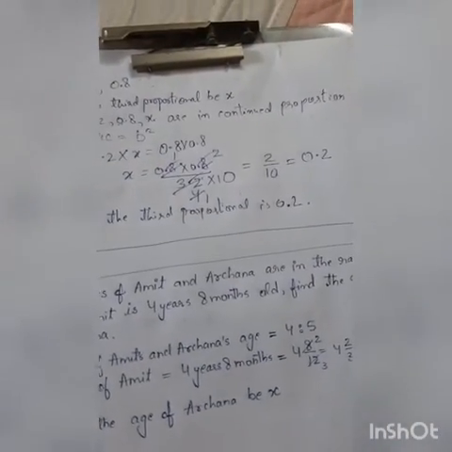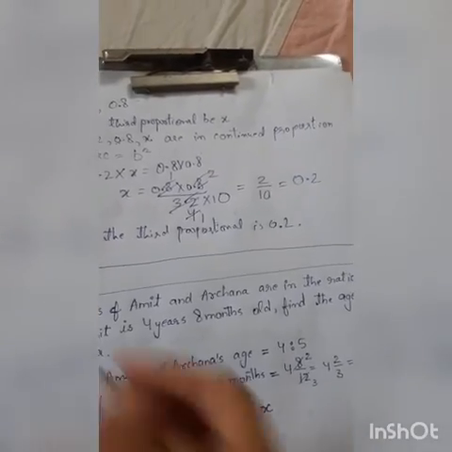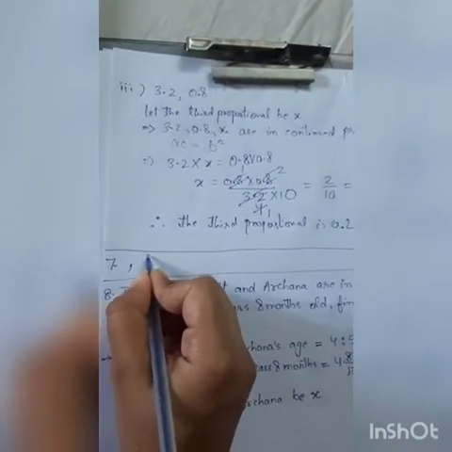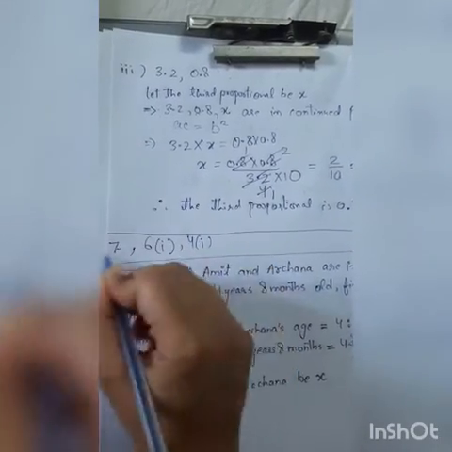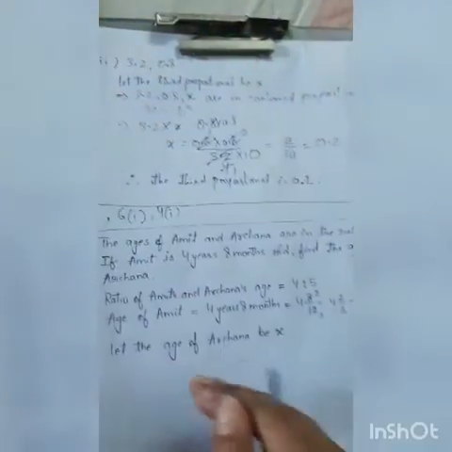Question number 7 is your homework, students, and you also know that question number 4 first part and question number 6 first part are homework. So question number 7, question number 6 first part, and question number 4 first part. These three things are your homework. Apart from that, you will do the classwork also.